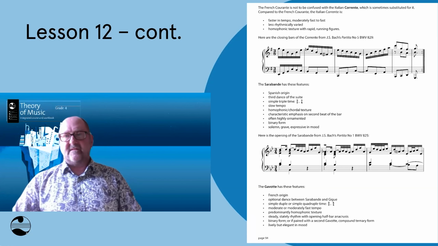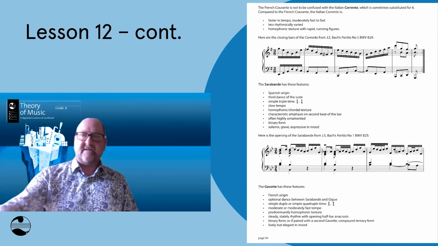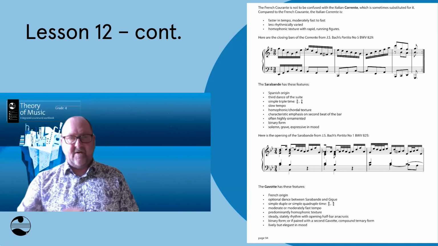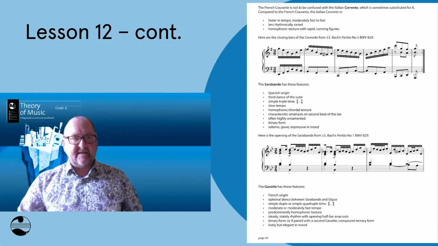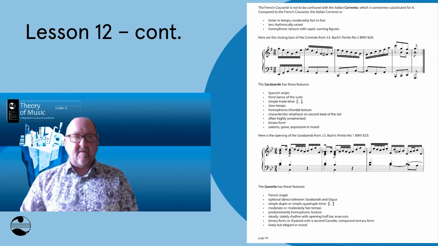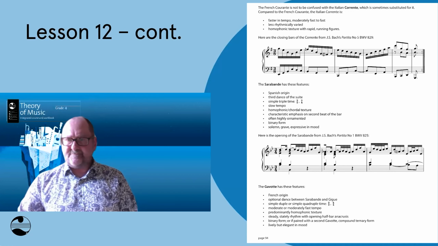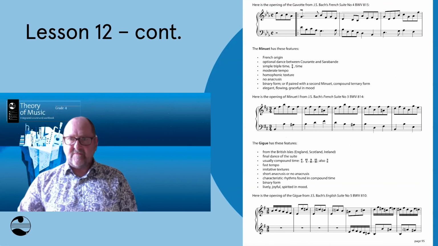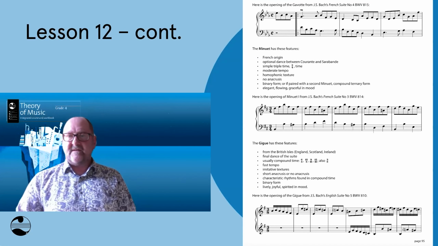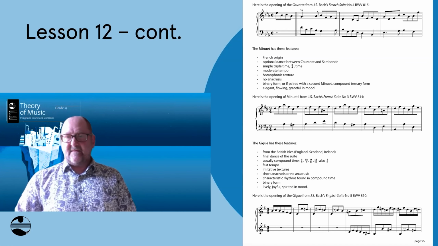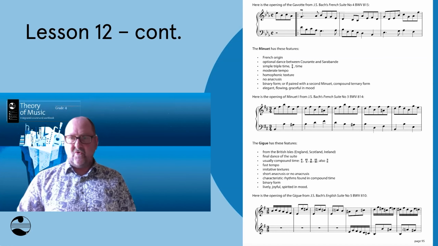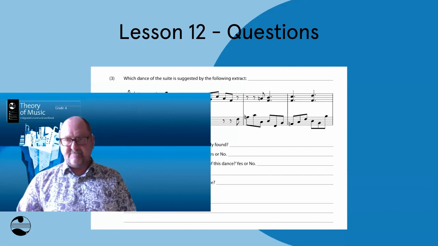Yep, so there's a little example of the corrente at the top there, with very toccata-like figuration. And then there's a saraband, and let's move on. Yep, so a gavotte, minuet, jig, all good. Let's move on to the next one.